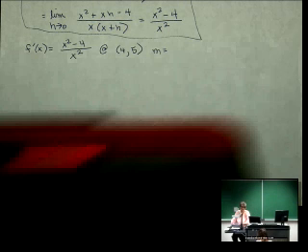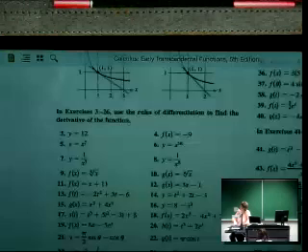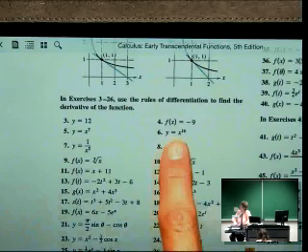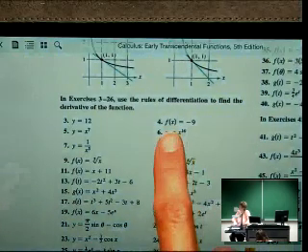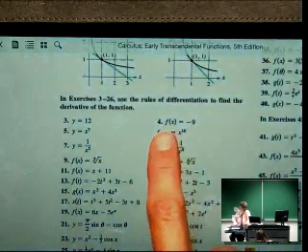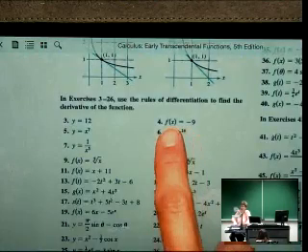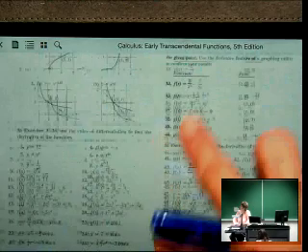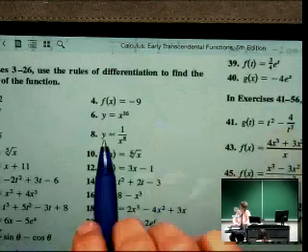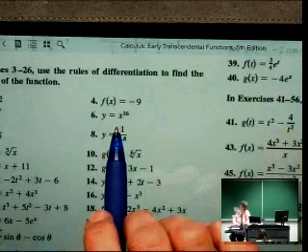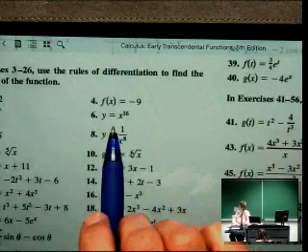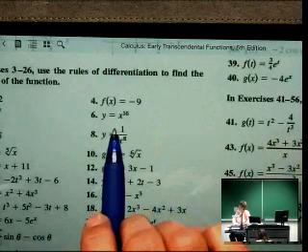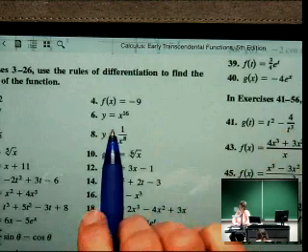First few, the first couple, I'm not even going to write them down. Number 4, if the function is negative 9, just the constant negative 9, what's the derivative? 0. Because that's a horizontal line, and the slope of a horizontal line is 0. What about number 6? If the function is y equals x to the 16th, what's y prime? 16x to the 15th.